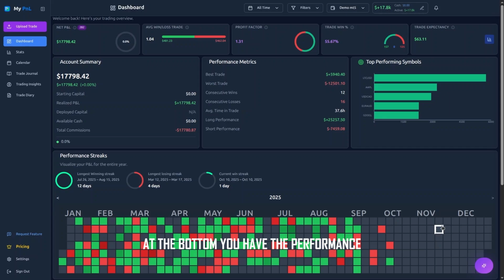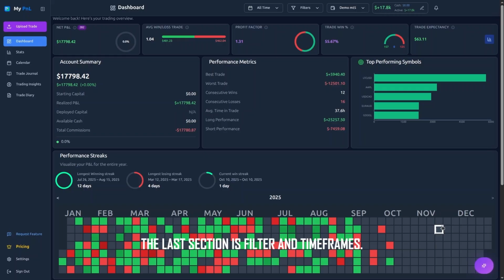Section 6 is performance streaks. At the bottom, you have the performance streak visualization. It tracks your winning and losing streaks over time, showing your longest winning streak, longest losing streak, and your current streak. This calendar style layout gives you a clear picture of how consistent you have been throughout the year.